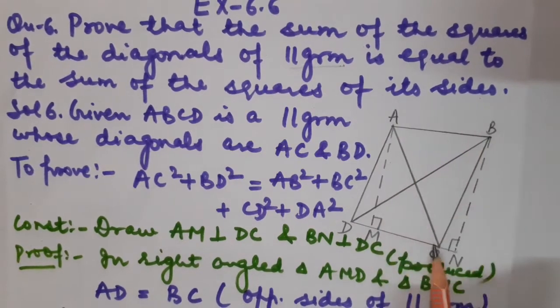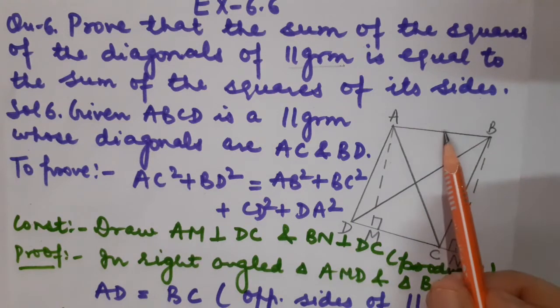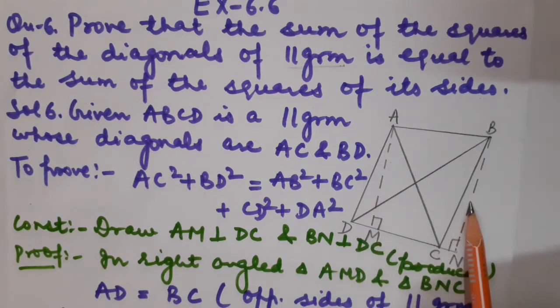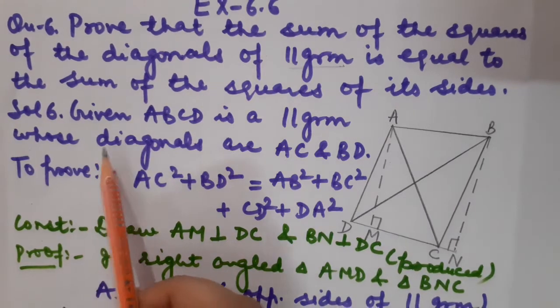This ABCD is a parallelogram. A parallelogram is a quadrilateral whose opposite sides are parallel and equal. Okay. And its diagonals bisect each other. These are the properties of a parallelogram. So what we have to prove?